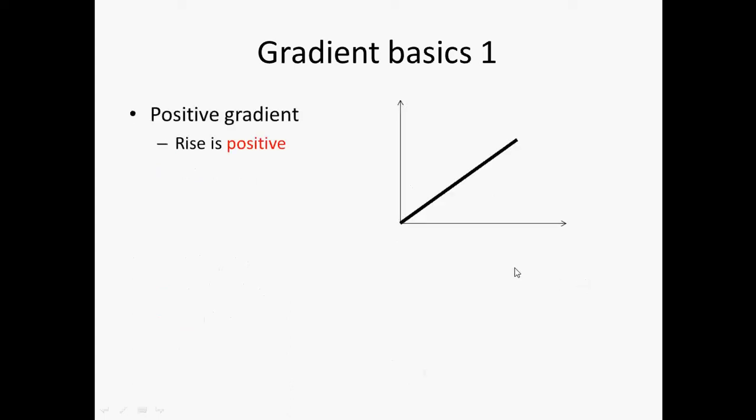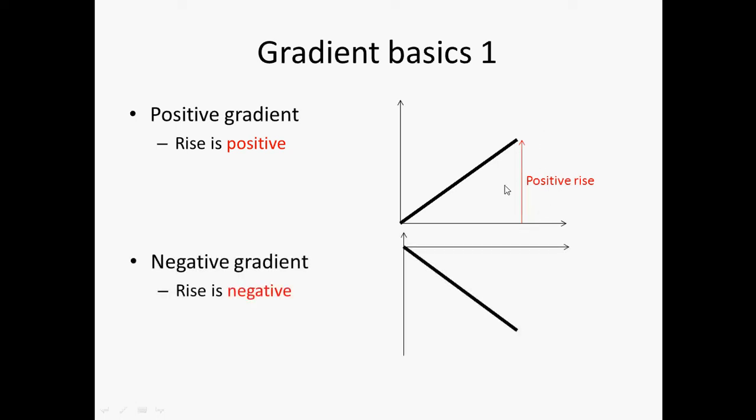Another thing we need to understand about gradient is that if you have a line that points to the top right, it has a positive gradient. Another way to look at it is that the rise is positive. Conversely, if you have a line that runs to the bottom right, the rise is negative, meaning instead of rising it is falling, and you have a negative gradient. So top right is positive gradient, bottom right is negative gradient.